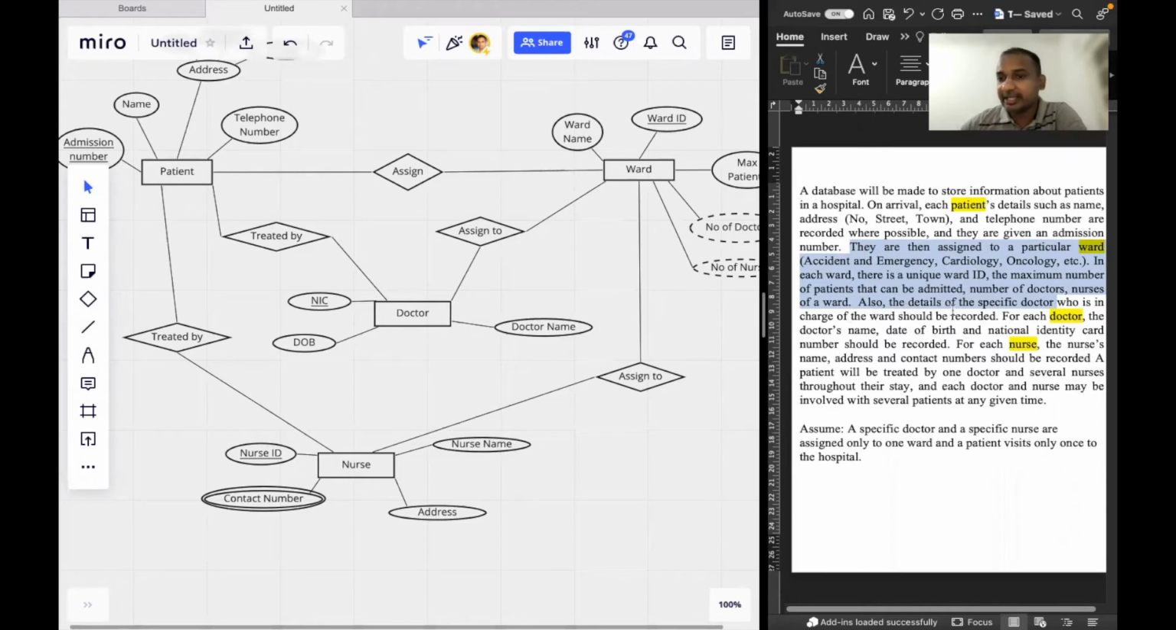Also, the details of a specific doctor who is in charge of the particular ward should be recorded. That means there can be several doctors assigned to this ward, but there is one doctor who is in charge. We have to draw that one. That means there is another relationship with the doctor, an in charge relationship. We can draw it likewise.